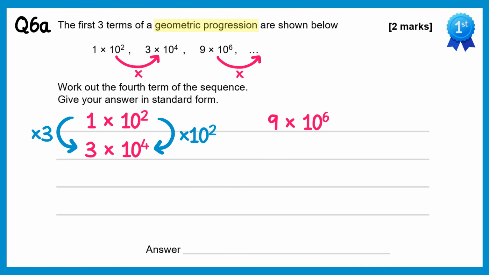So 9 times 10 to the 6 times 3 times 10 squared. In order to approach this, we'll multiply the 9 and the 3 together first, that's 27, and then the 10 to the power 6 times 10 squared. Here you would add the indices to get 10 to the power 8.